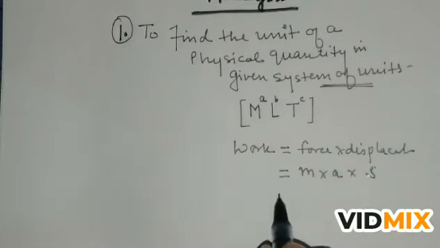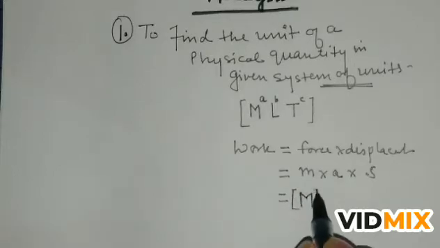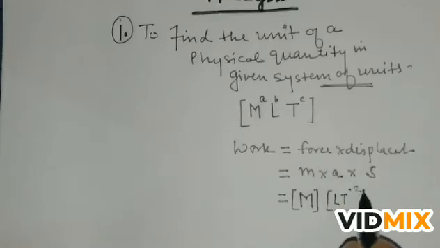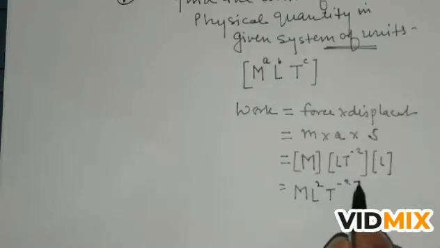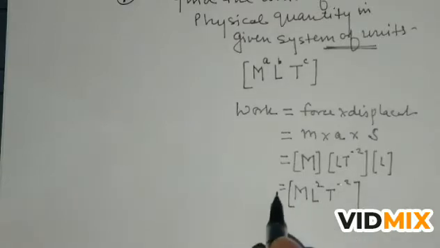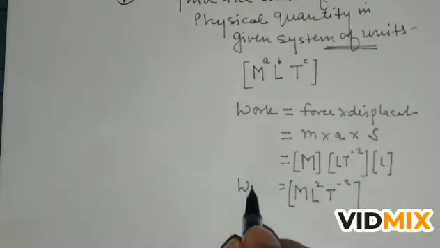Now the mass is taken as M, and acceleration is L T to the power minus 2, and this s displacement again has dimension L. Now it can be M L here and here also, so M L to the power 2 and T to the power minus 2. This is the dimensional formula for work done.